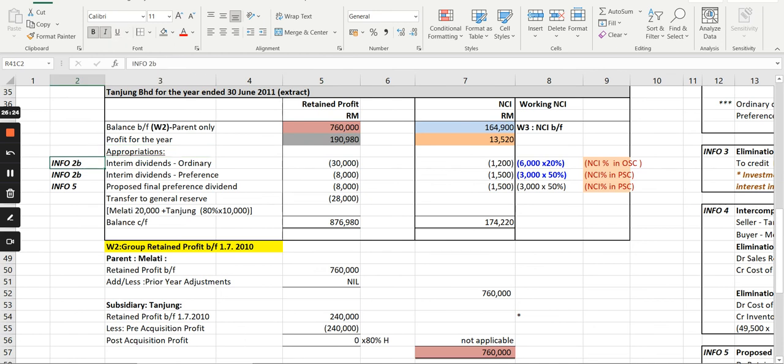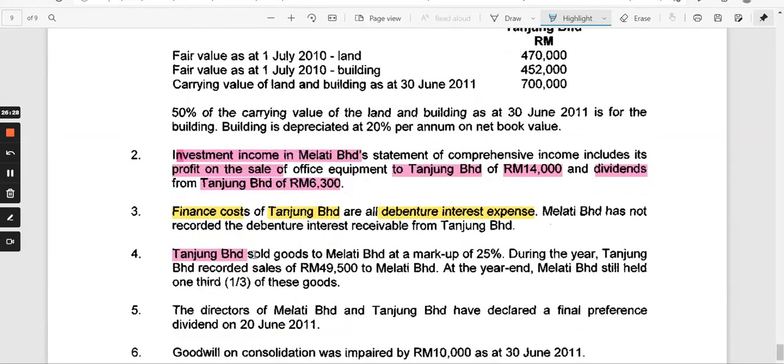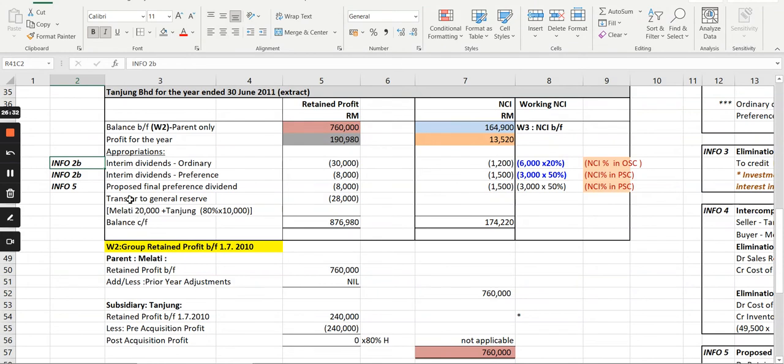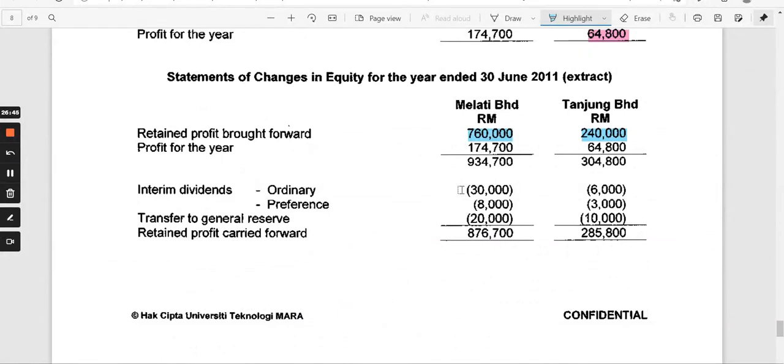You can check information number 2B. We have already done that, and you can go and check them. Information number 2B is about the dividend. Interim ordinary dividend was 30,000. This is just the one of the parent, simply put it there, and you can check the one in the parent. I'm taking it from here.